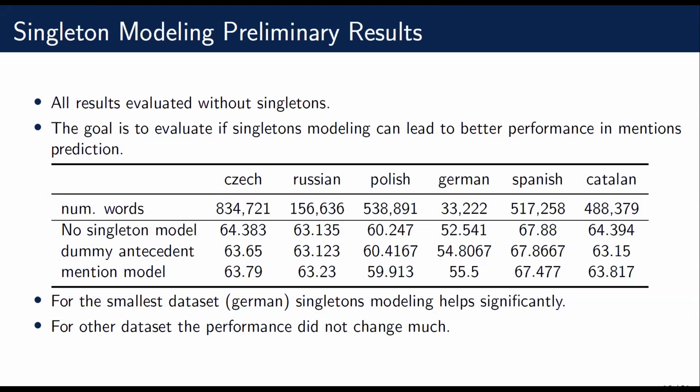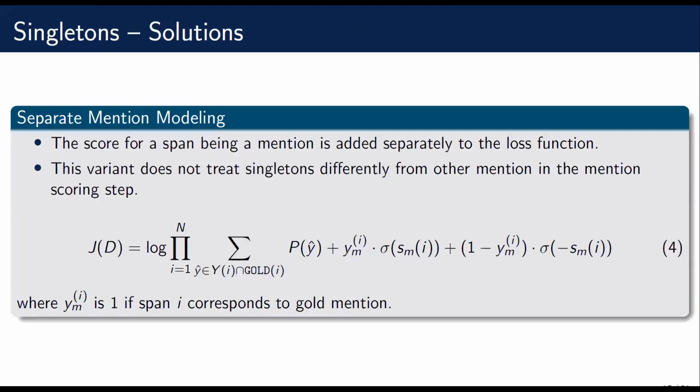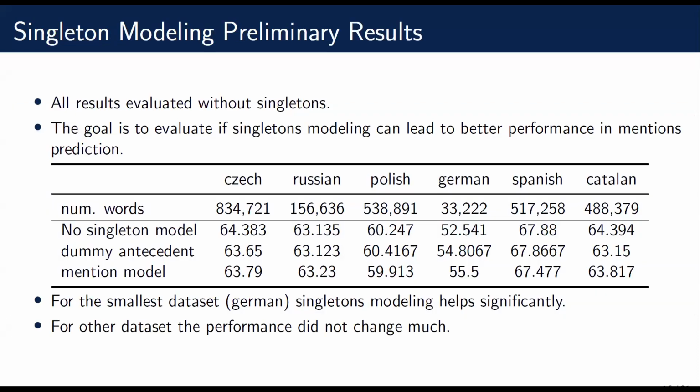So there are mention models. Didn't I skip something? No. Okay. So there are these two approaches: when we added a dummy antecedent and when we modeled the mentions with a separate layer. So you see two approaches, and actually we have to conclude that maybe it helps a little bit for German, but it is a very small data set.